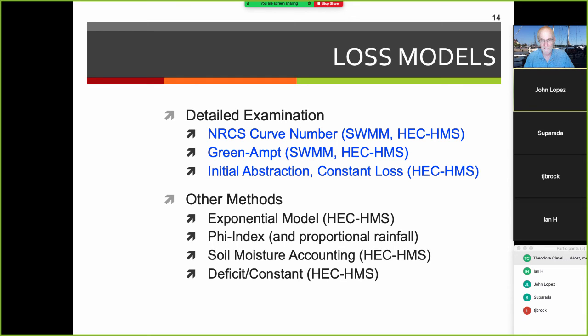There's a soil moisture accounting model, which is part of HEC-HMS, and that's fairly elaborate. It's very much a combination of infiltration excess and saturation excess.